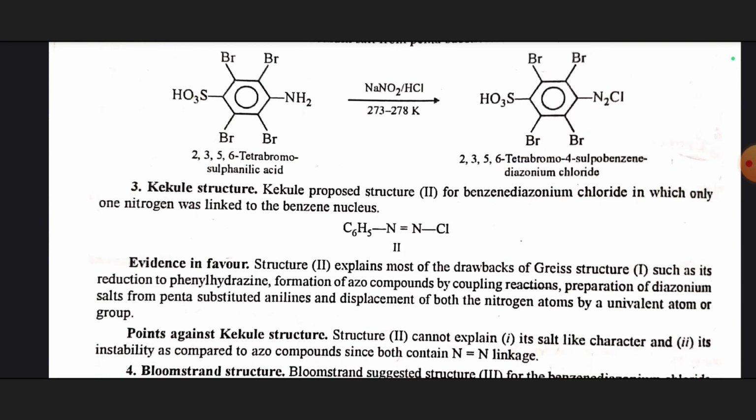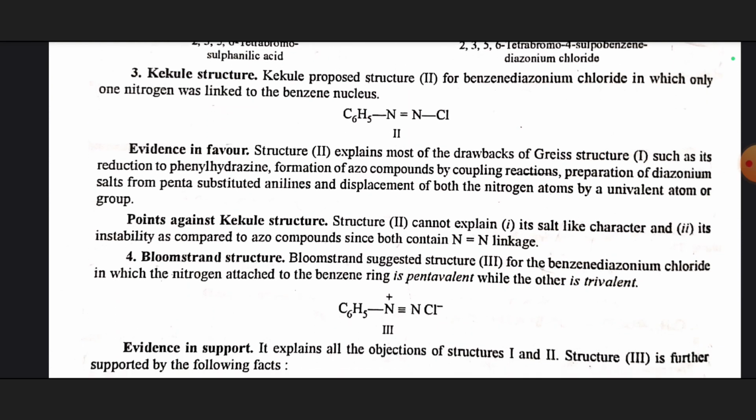Kekulé proposed structure 2 for benzene diazonium chloride, in which only one nitrogen was linked to the benzene nucleus. Evidence in favor. Structure 2 explains most of the drawbacks of Griess structure 1, such as its reduction to phenylhydrazine, formation of azo compounds by coupling reaction, preparation of diazonium salt from penta-substituted aniline, and displacement of both the nitrogen atoms by a univalent atom or group.